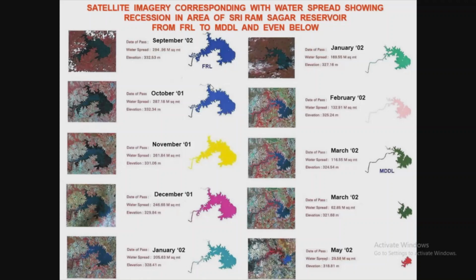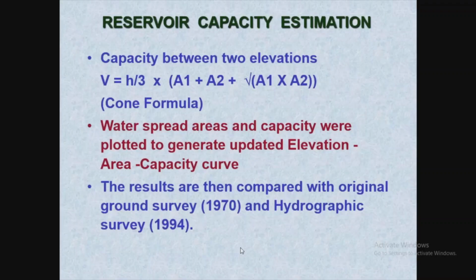Again calculate capacity between this level and this level. Then again likewise at each level you have to calculate the capacity. Then you generate the cumulative capacity between this and this, or this and this and this, and like this. You have to generate the cumulative capacity. Now you can generate a curve. When you have the capacity at each level, then you can generate a curve.